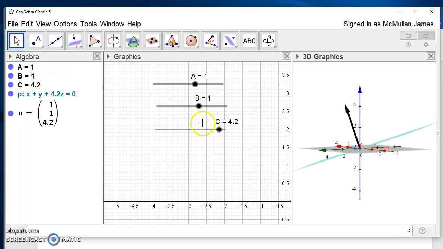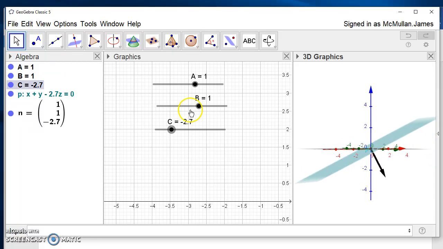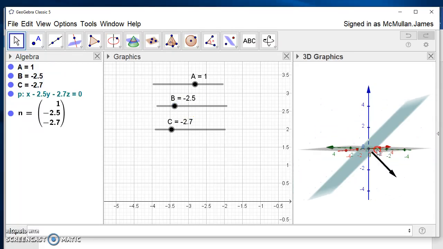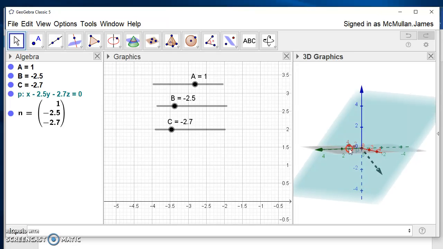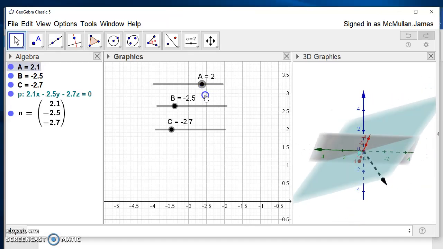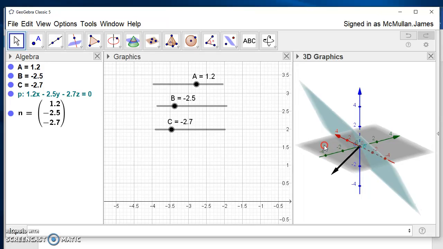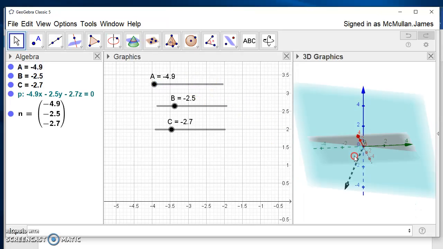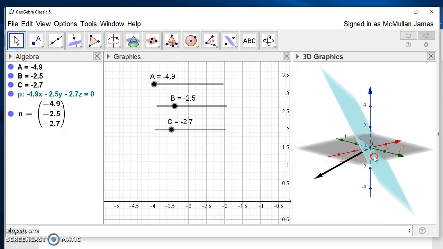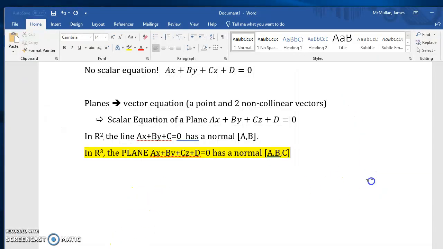So no matter how I change the plane, the normal always points directly out from the page, as though if we were staring straight at the plane, the normal would come right out towards us. And A, B, and C can be totally different, and this plane can look quite different, but that normal vector always sticks out from the plane perfectly perpendicular to the surface. So this is a really important idea in terms of another way to define a plane.